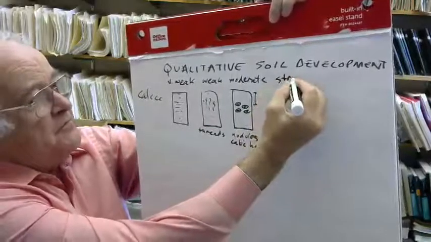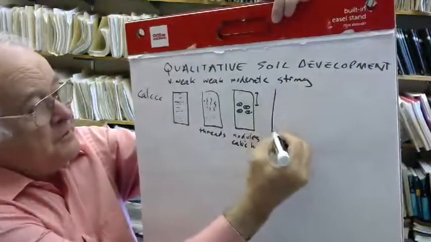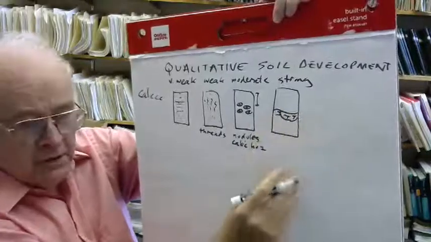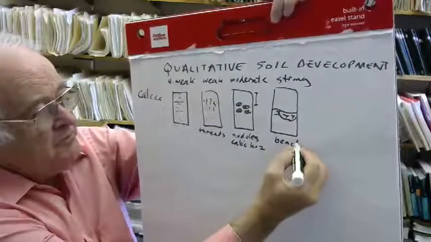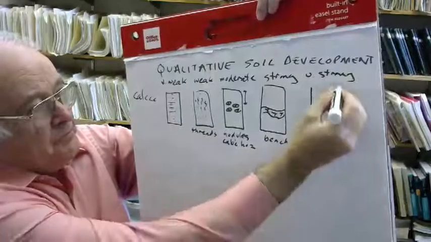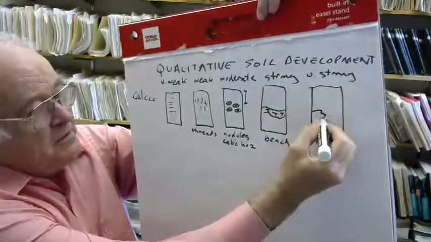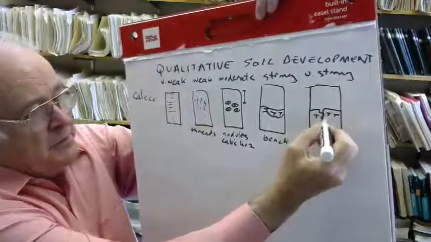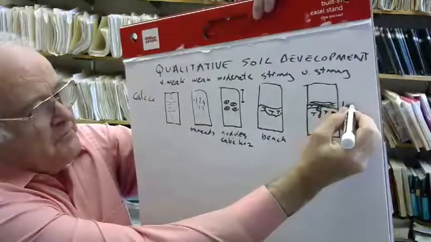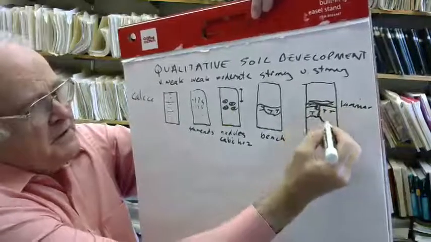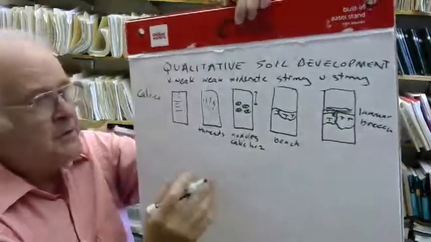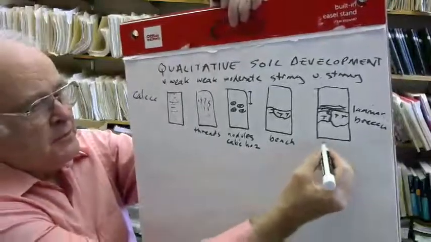In strong development, the nodules grow and they become a bench. They grow and coalesce, so we get a bench. And then in very strong development, the bench starts to break up. It tends to be broken up by roots, breccias, and then there can be laminar additions of carbonate. We find breccia. We can see that when we have very strong development, the bench is starting to get broken.